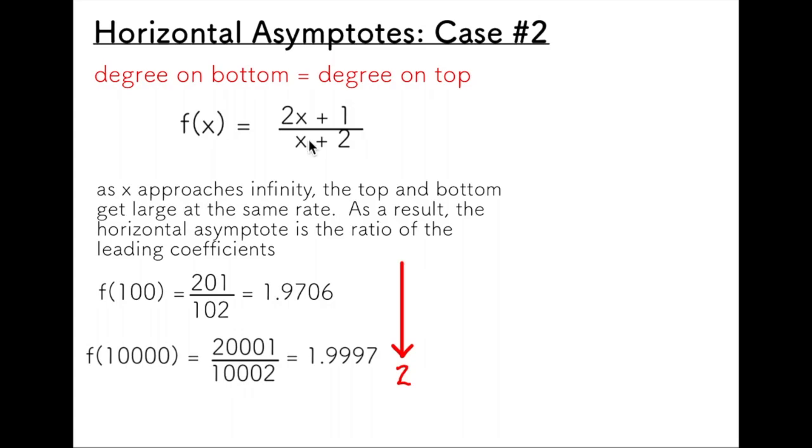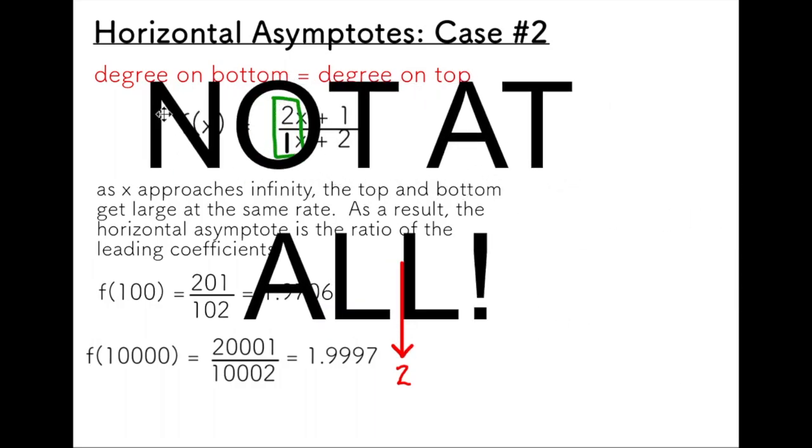Now, interestingly enough, if you go back to the original function and you sort of ignore the +1 and the +2 here, you can see that the ratio of the coefficients on x is 2, or 2 over 1. That is not a coincidence. As it turns out, this is a nice shortcut for finding horizontal asymptotes when the degree on top is the same as the degree on the bottom. And so if you think about the definition of a horizontal asymptote, as x approaches infinity, how much does adding 1 or adding 2 really matter? And the answer is not at all.